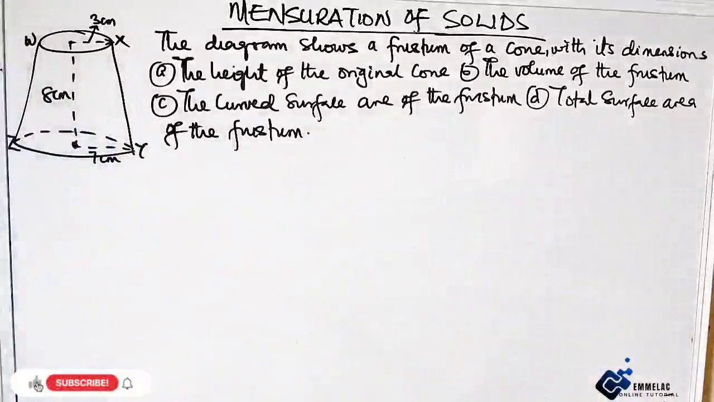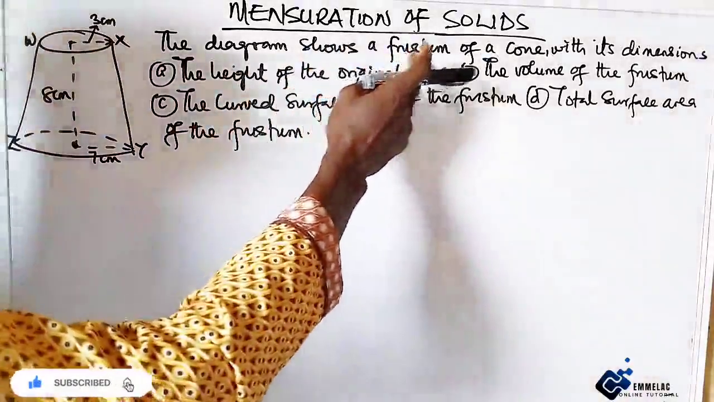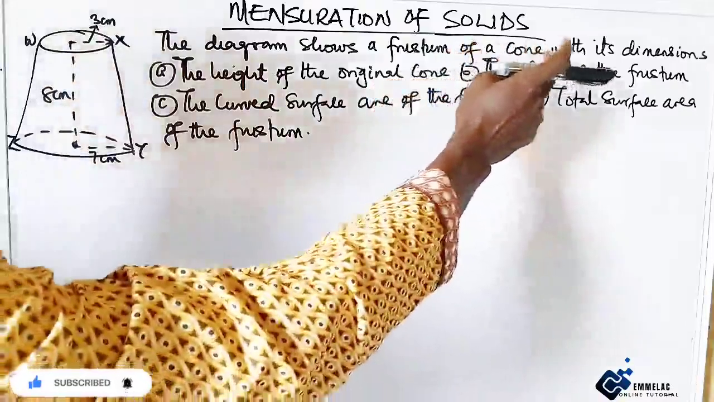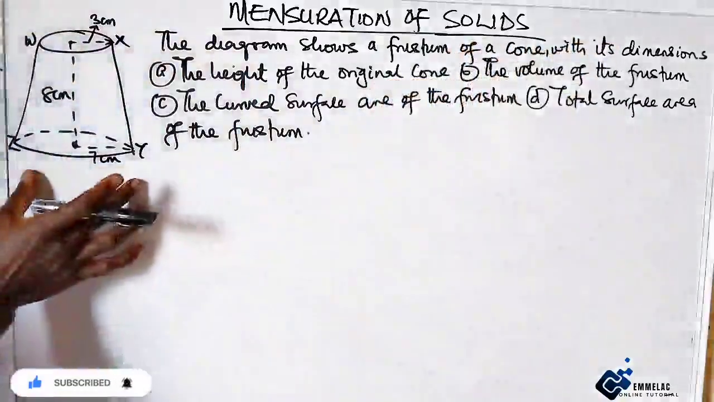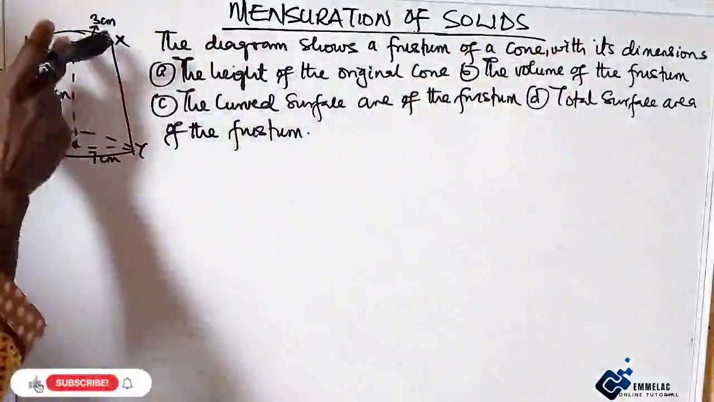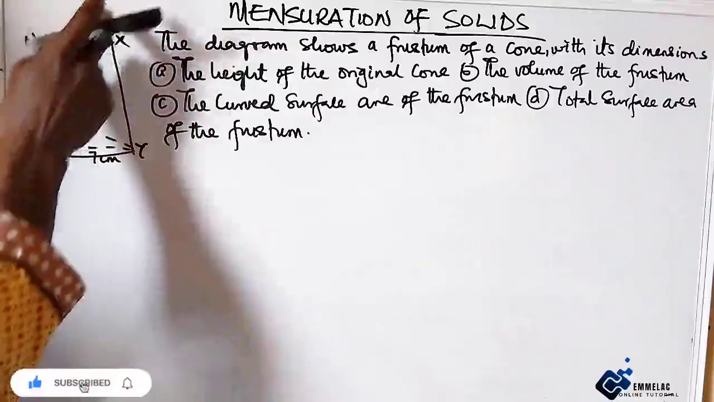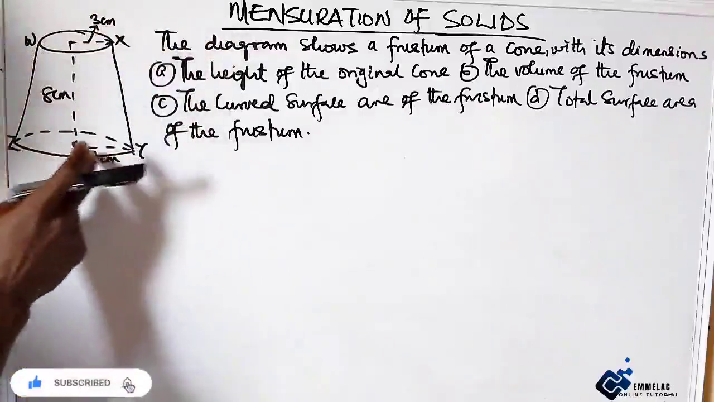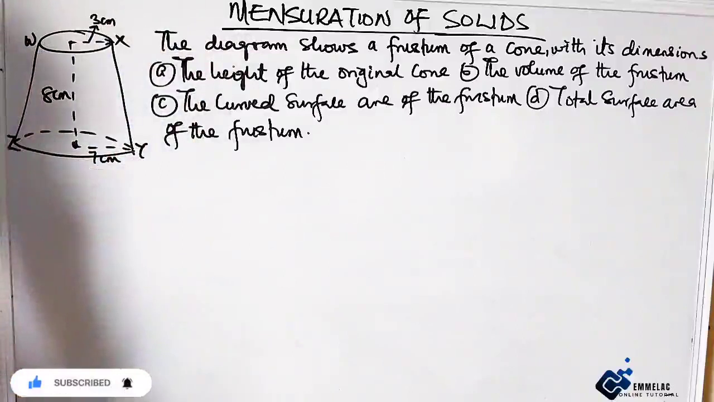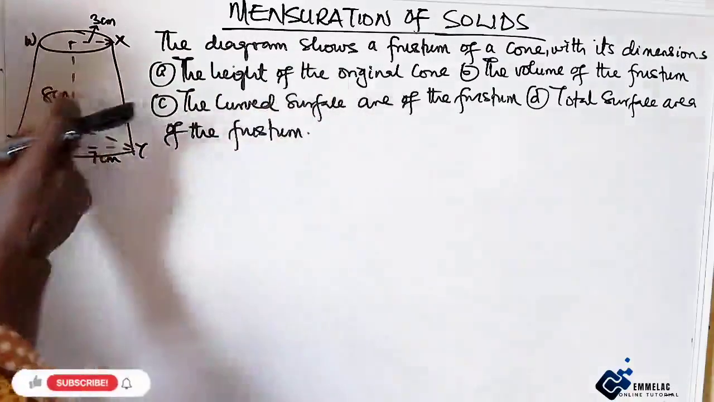Before us is this question in mensuration of solid. It says the diagram shows a frustum of a cone with its dimensions. This is the frustum with a height of 8, the base radius, or probably the smaller radius, and the upper radius is 7 centimeters. We are told to find the height of the original cone.